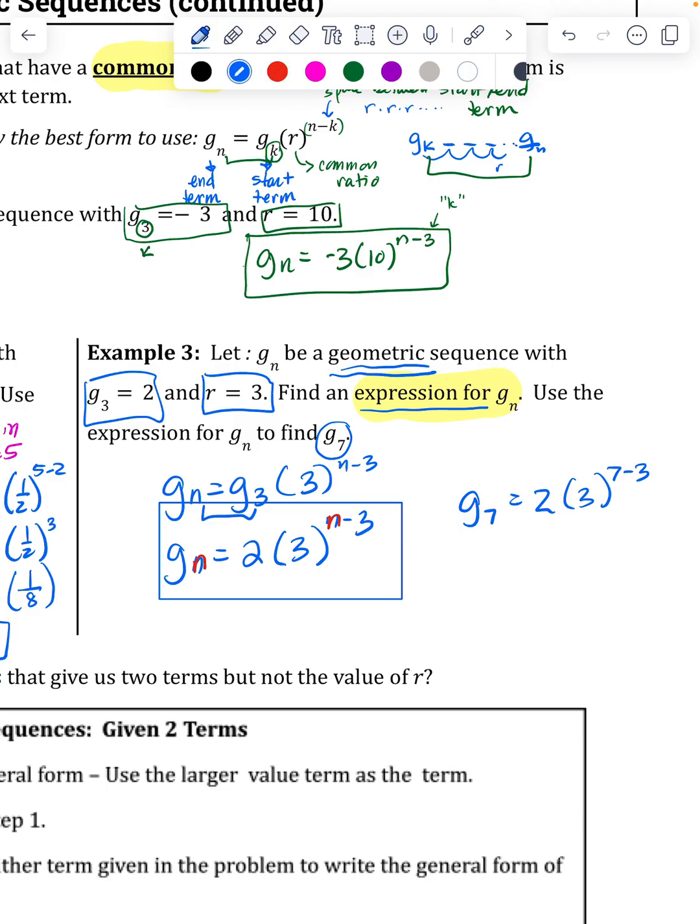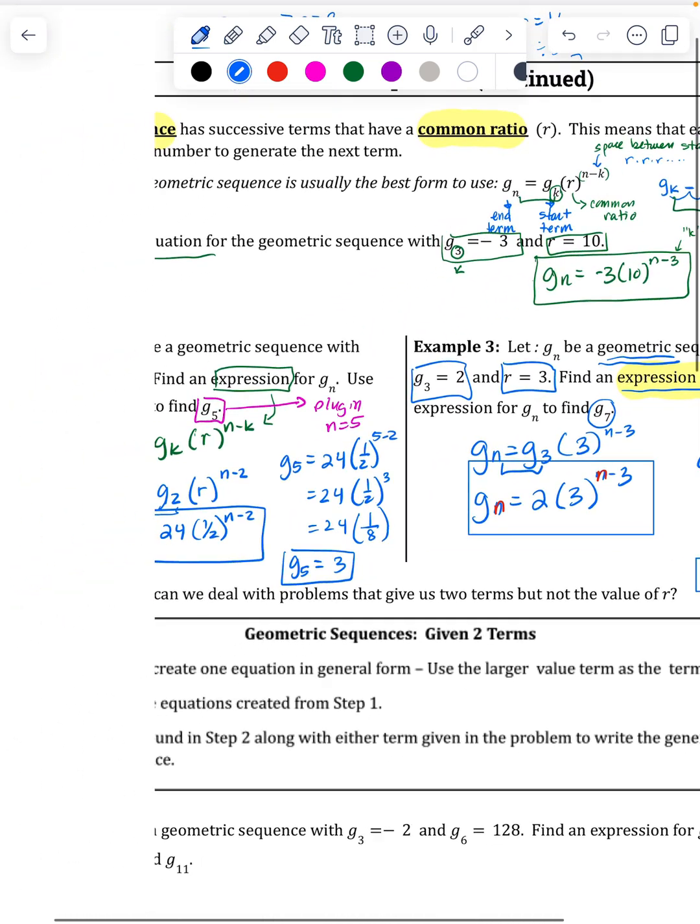So again, PEMDAS is kind of real and we want to do that power first. So I'm going to have 3 to the 4th power, and then that's going to turn into 2 times 81. And then my 7th term in that list would turn out to be 162. And you're going to have to do some of these without your calculator, so keep in mind that you're going to have to do some mental math or jot some things down.